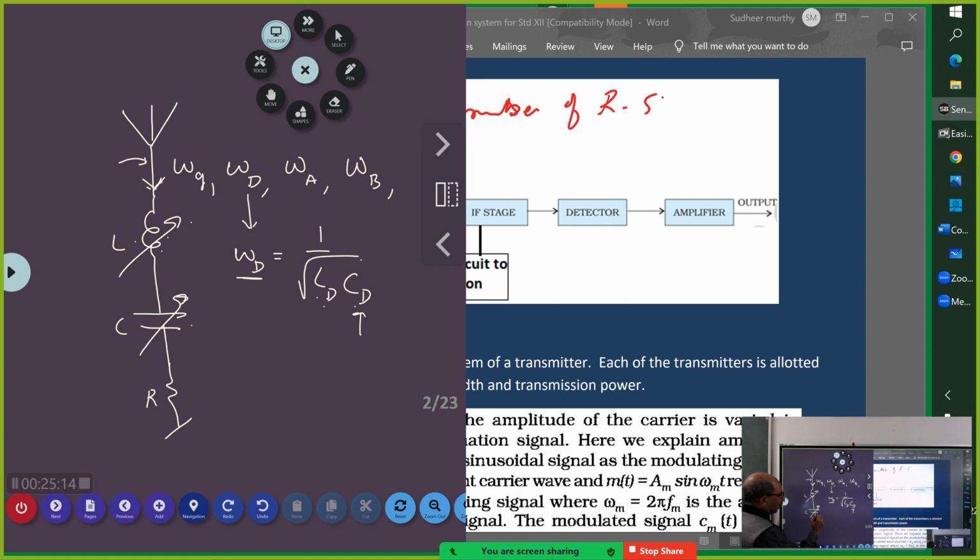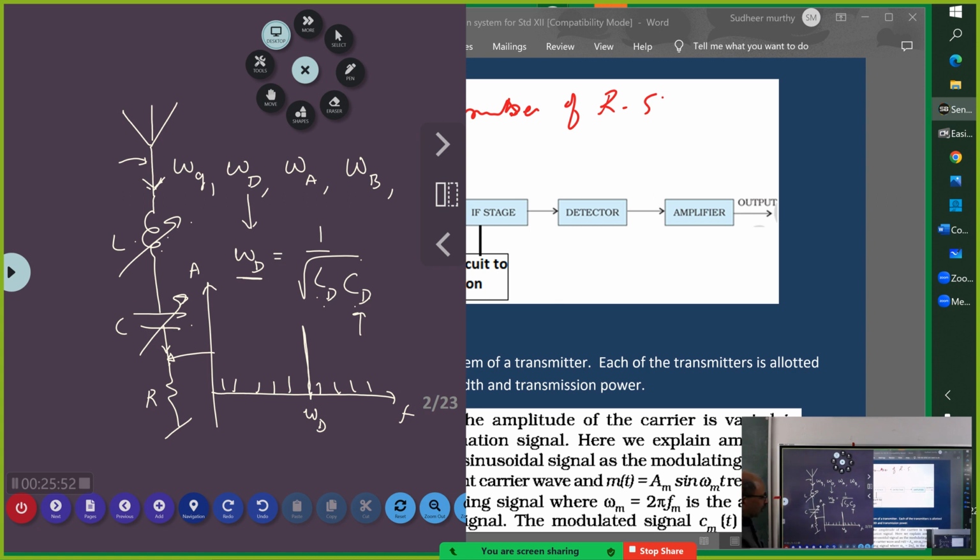That means if I see the current that is flowing here, this is frequency and this is amplitude. What I will see is that for Dharwad station, the current will have maximum amplitude, and for all other stations, the current has minimum or very little amplitude. Got it?